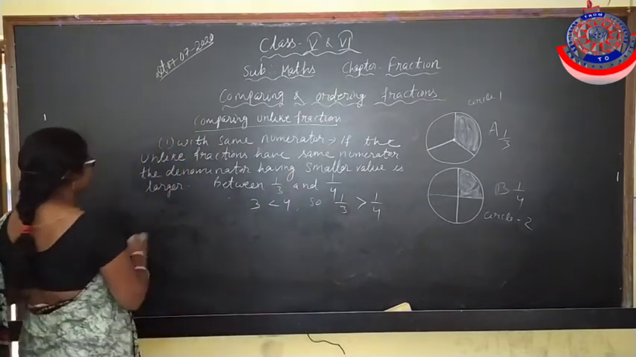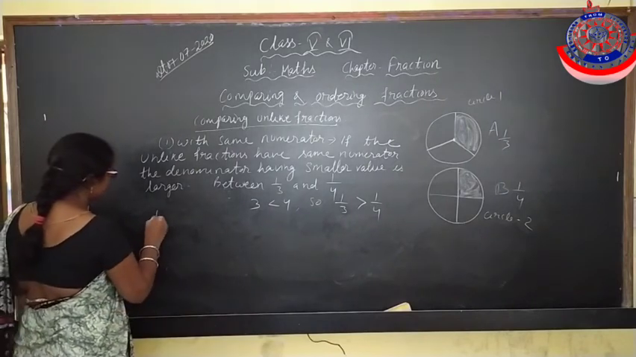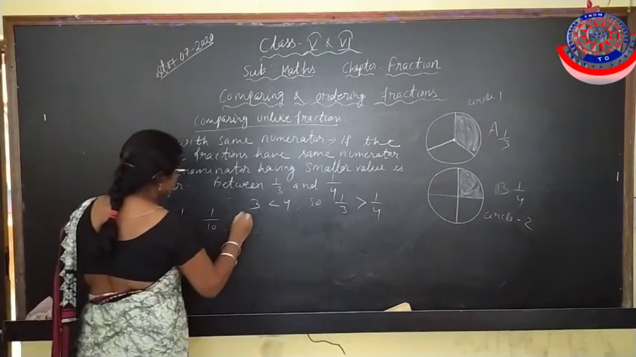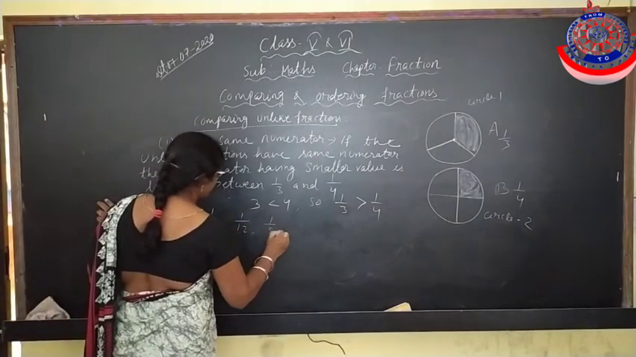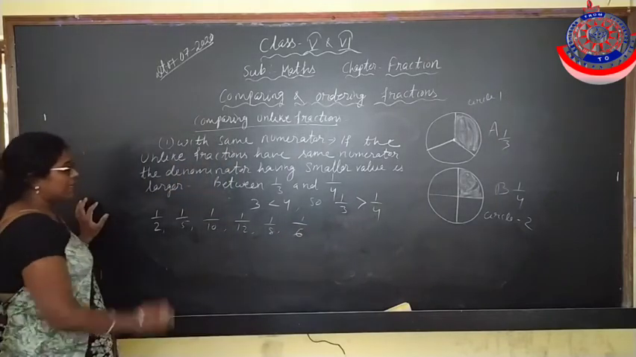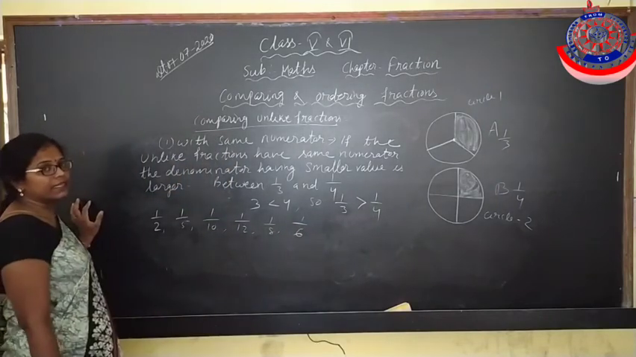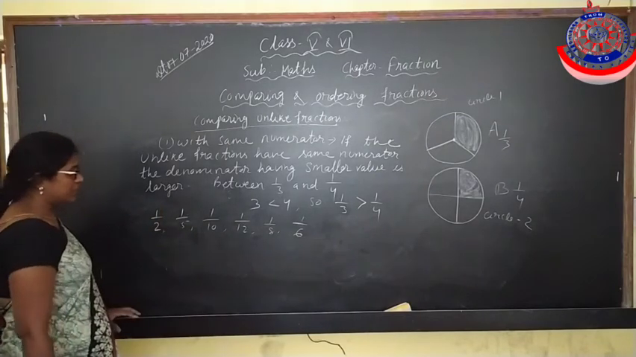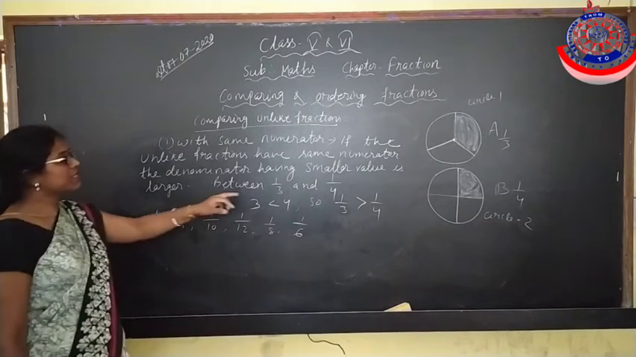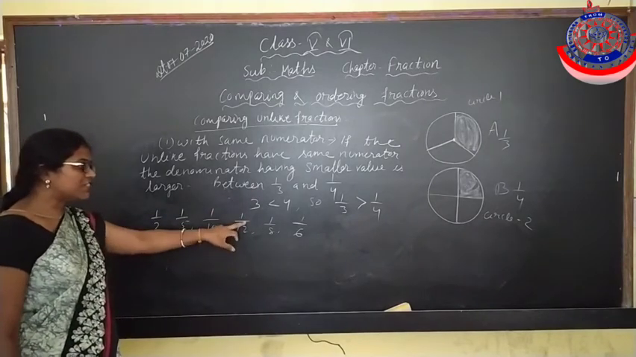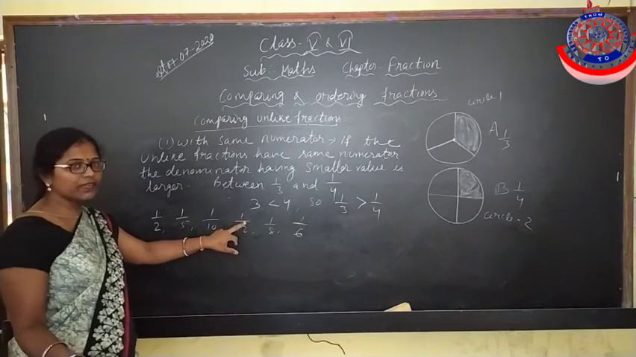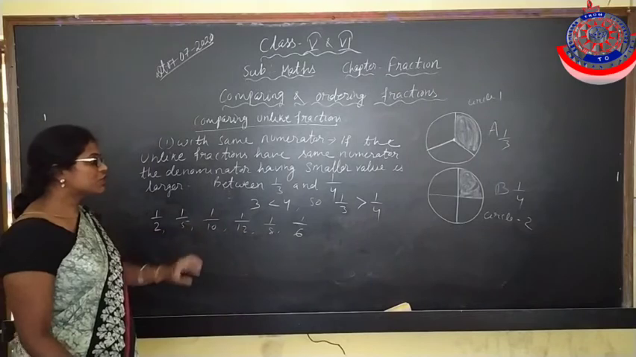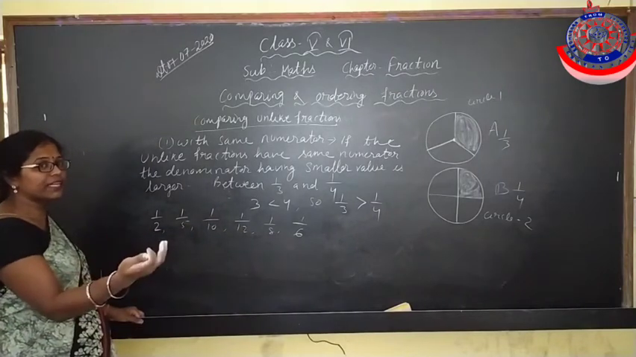Okay. Now I will give an example: 1 by 2, 1 by 5, 1 by 10, 1 by 12, 1 by 8, 1 by 6. Now arrange them in ascending order. Ascending means smaller to larger. Now see, the number having the larger denominator is the smaller fraction. Yes or no?